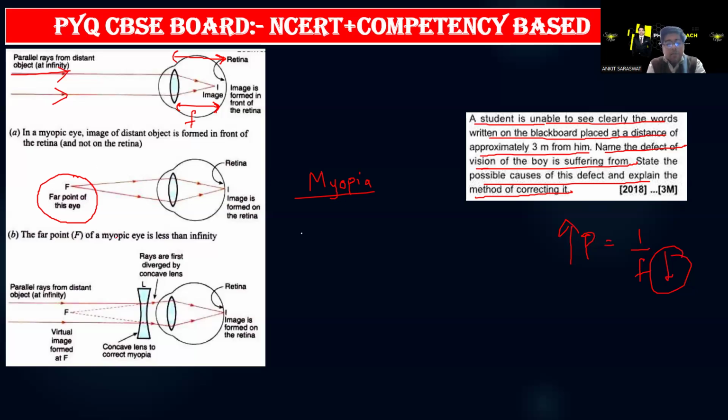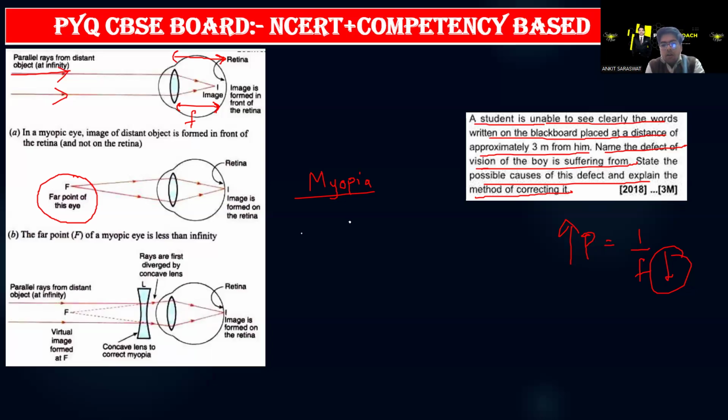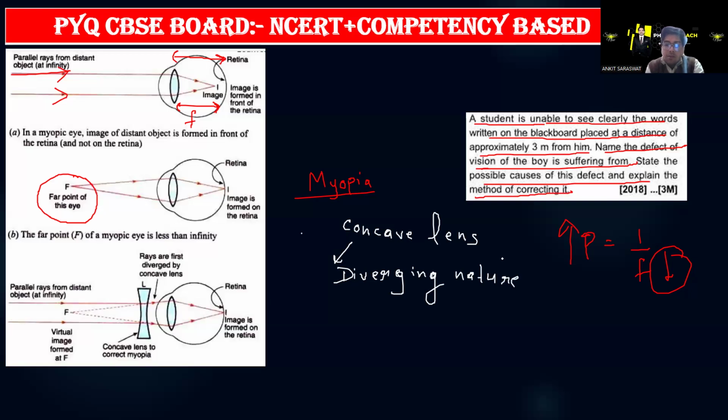Now, how to rectify this? Since converging power increases, we have to decrease the converging power. Then how can we decrease it? With the help of a concave lens. Why are we using a concave lens? Because a concave lens is of which nature? Diverging nature. It is not converging. So we have to reduce the converging power. That's why we are using a concave lens.